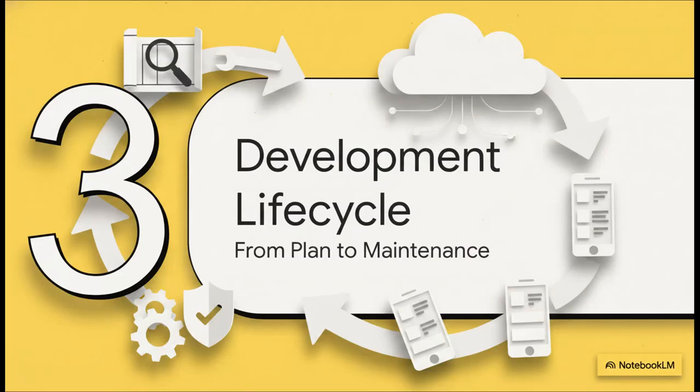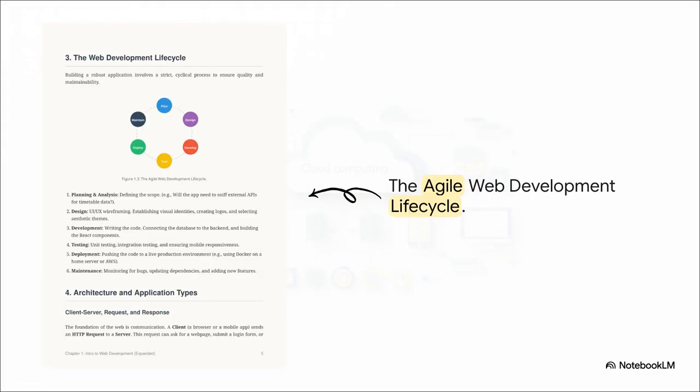Which brings us to section 3, the app development lifecycle, from the initial plan all the way to maintenance. Building a robust application is definitely not a straight line. It's actually a strict cyclical process following an agile lifecycle model. You always begin with planning and defining the scope. Then you move into UI and UX design for wireframing, and then on to development where the actual coding happens. From there, it requires rigorous testing to ensure quality, and then finally deployment to a live production environment.